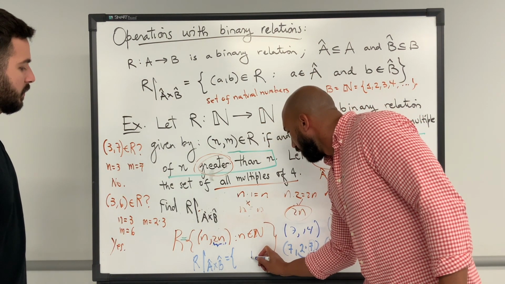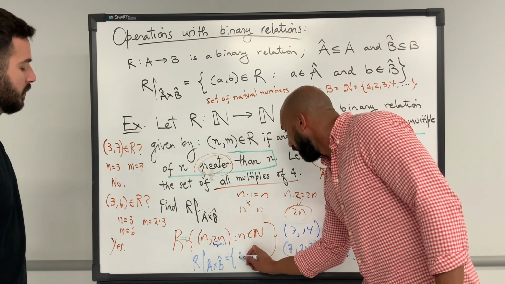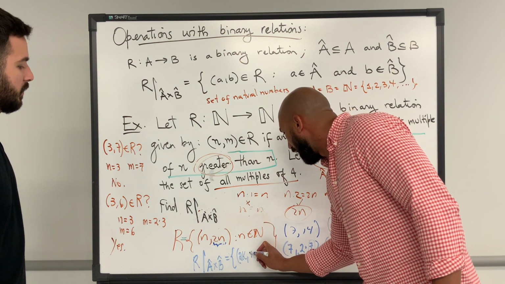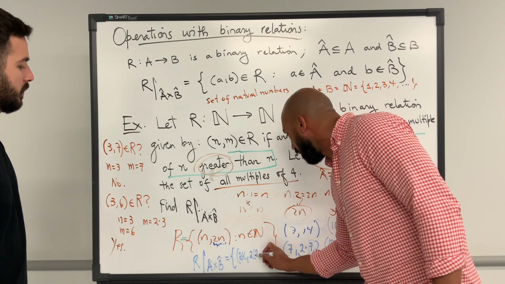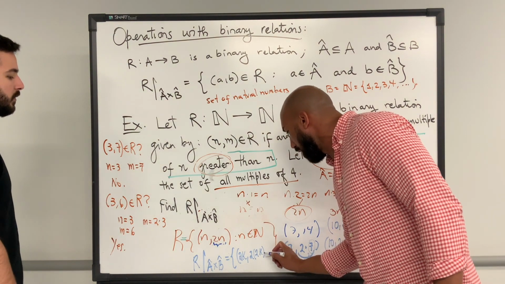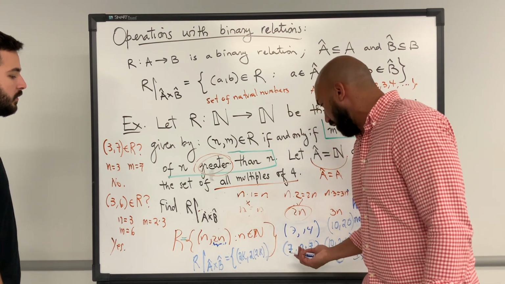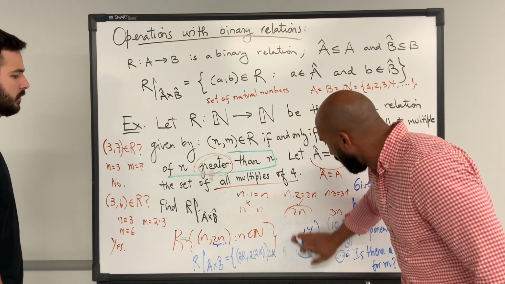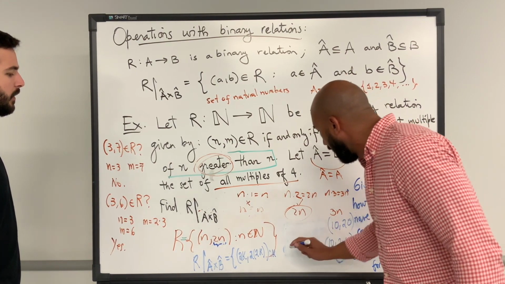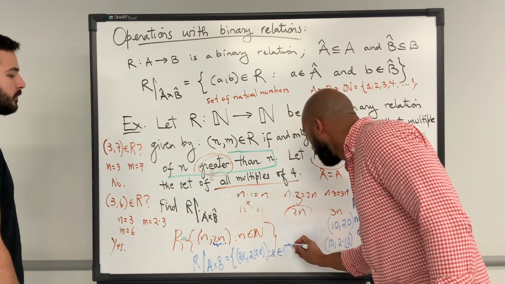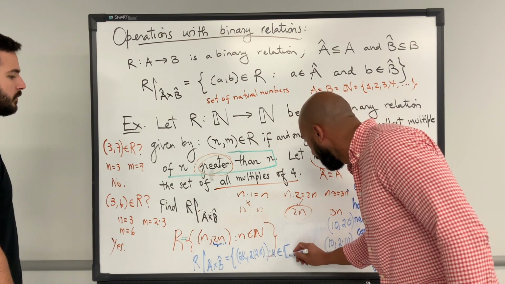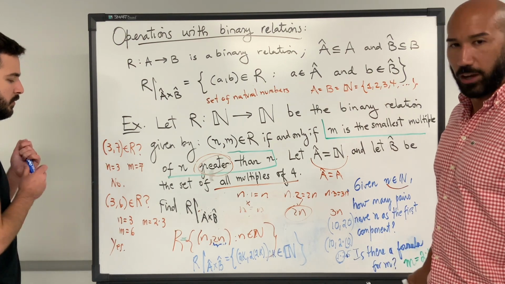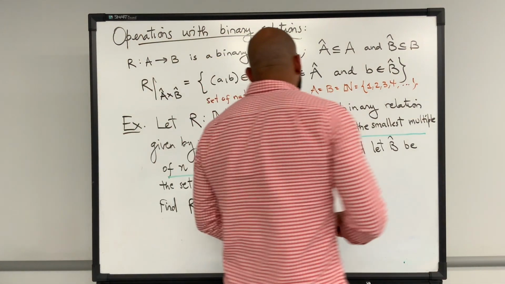So n has to be even, so let's say 2k. Now this 2 times n becomes 2 times 2k, which is going to give us the multiple of 4 that we need. And k is any natural number. Is that okay? And this is going to be the restriction in this case. All right?